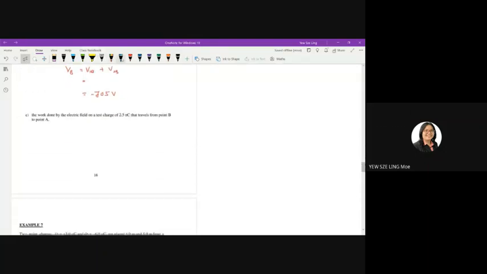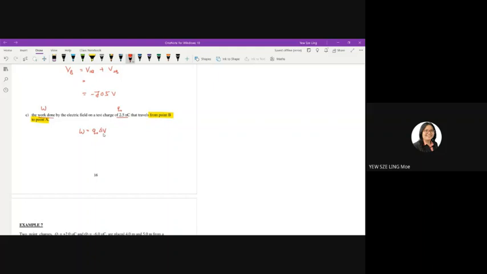Question C asks you to calculate work done. Now you want to calculate W by the electric field on a test charge. You are given a test charge, which is Q naught, that travels from point B to point A. So this is the key part. You want to calculate W, and you are given Q naught, which means we can calculate W by using Q naught delta V.